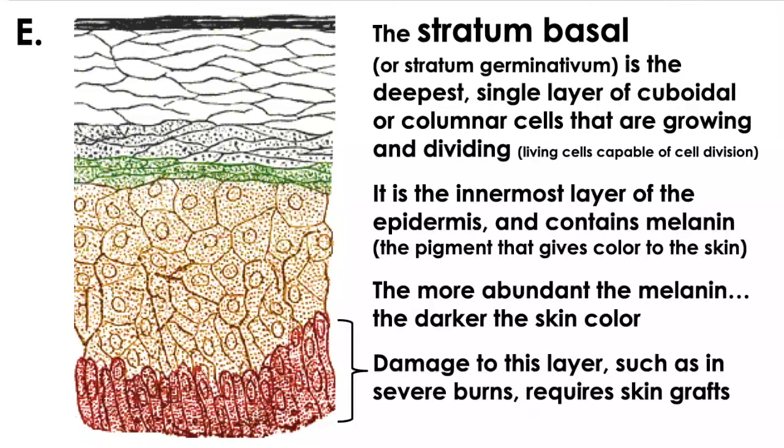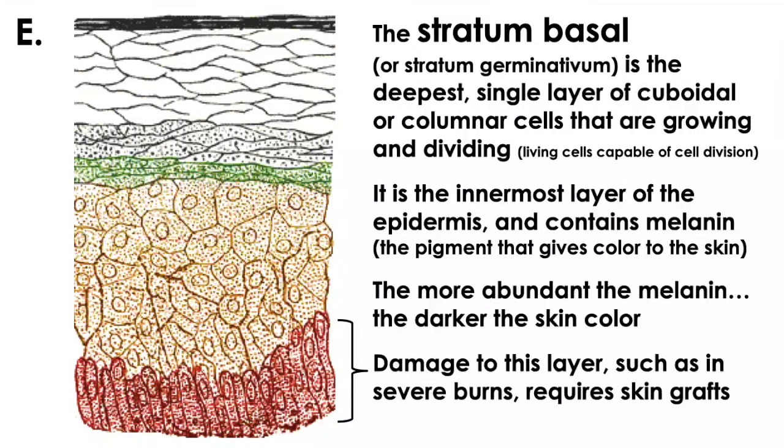Then we have stratum basale. Think of basal as bottom: B for basal, B for bottom. These are also known as the germinativum cells. And these are basically the deeper cells, usually a single layer of either cuboidal or columnar cells. And as you see in the picture down there, they look more like the columnar cells.